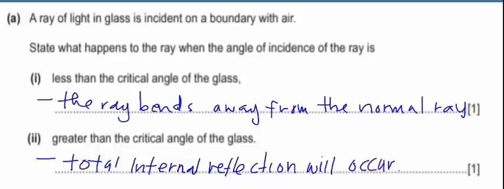And this one here is one of the conditions necessary for total internal reflection to occur. So in an exam, if they ask you, write one condition necessary for total internal reflection to occur, you are going to say the angle of incidence should be greater than the critical angle. That's very, very important. Let's see the next question.